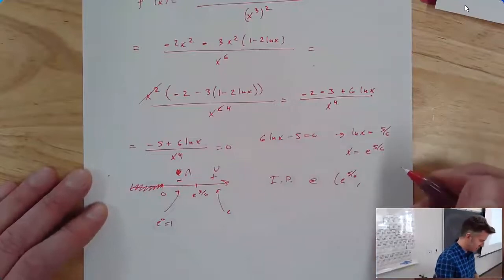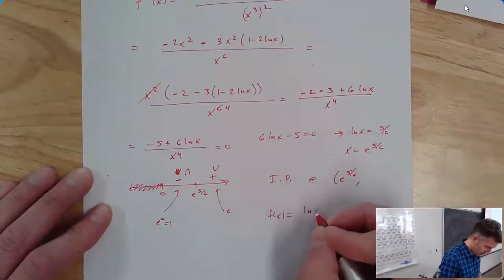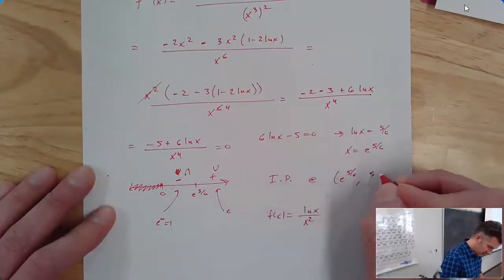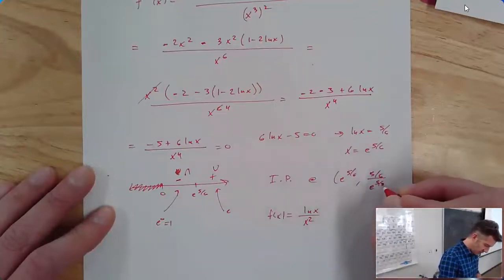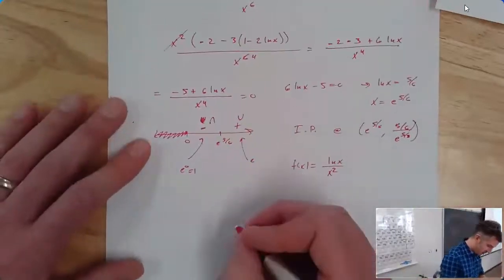If you plug in e to the 5/6 to your original function, which was natural log x over x squared, you get 5/6 over e to the 5/6 squared, which is e to the 5/3. Sorry. Graphically, here's what this looks like.